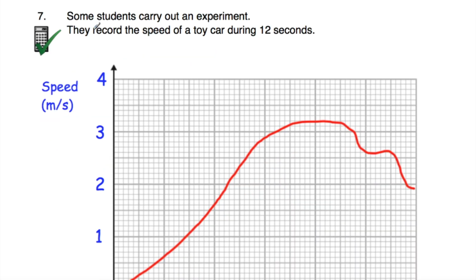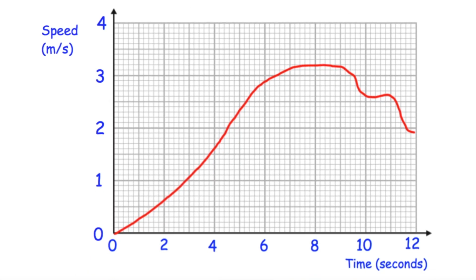Question number 7 says, some students carry out an experiment and they record the speed of a toy car during 12 seconds. So here we've got the speed of the toy car. It starts at rest and then obviously accelerates. It goes up to a high speed up here somewhere and then comes down and up and down again and so on. So we've got the speed of this toy car over 12 seconds.